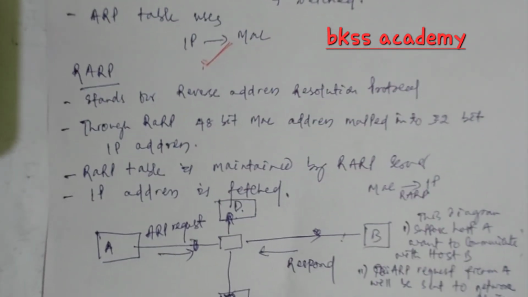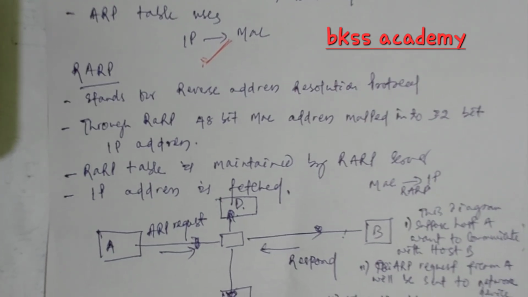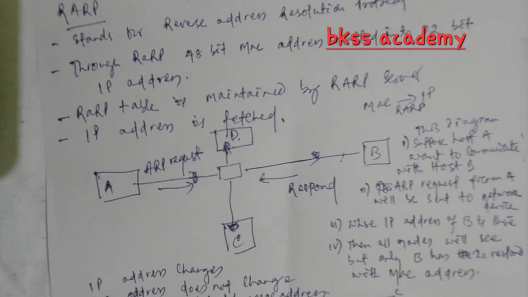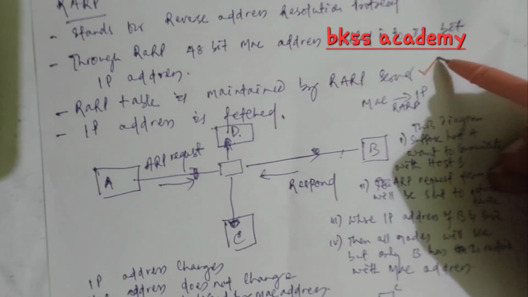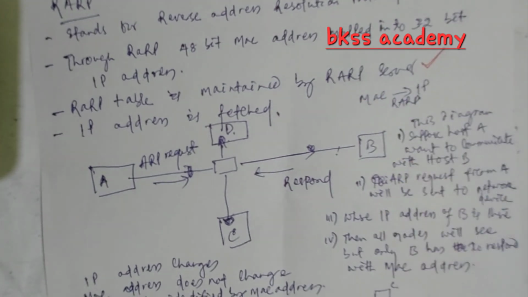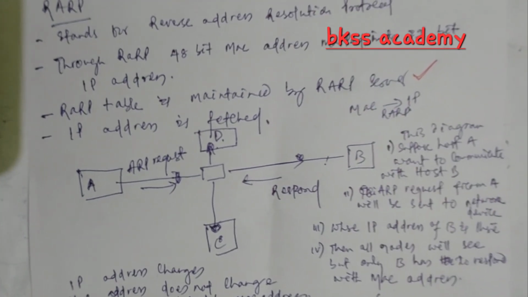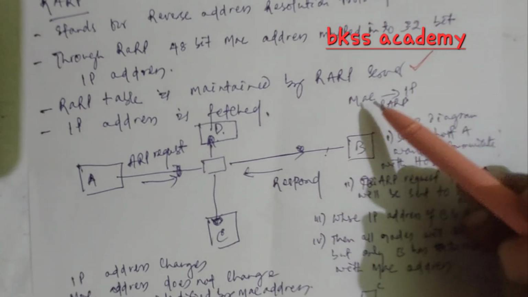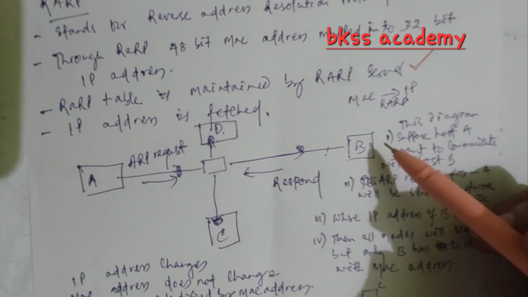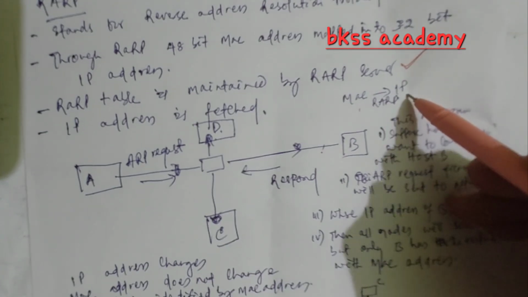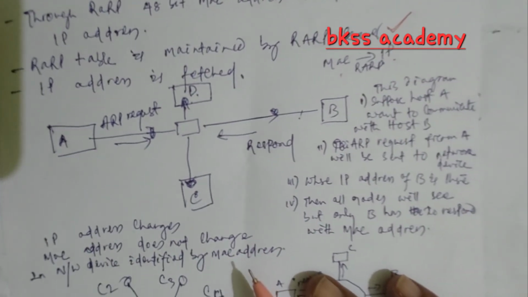Similarly, RARP stands for Reverse Address Resolution Protocol. Through RARP, a 48-bit MAC address is mapped to a 32-bit IP address. The RARP table is maintained by the RARP server, but in case of ARP, it is managed by the local host. Here the IP address is fetched. That means in ARP it is IP address to MAC address, but in case of RARP it is from MAC address to IP address.